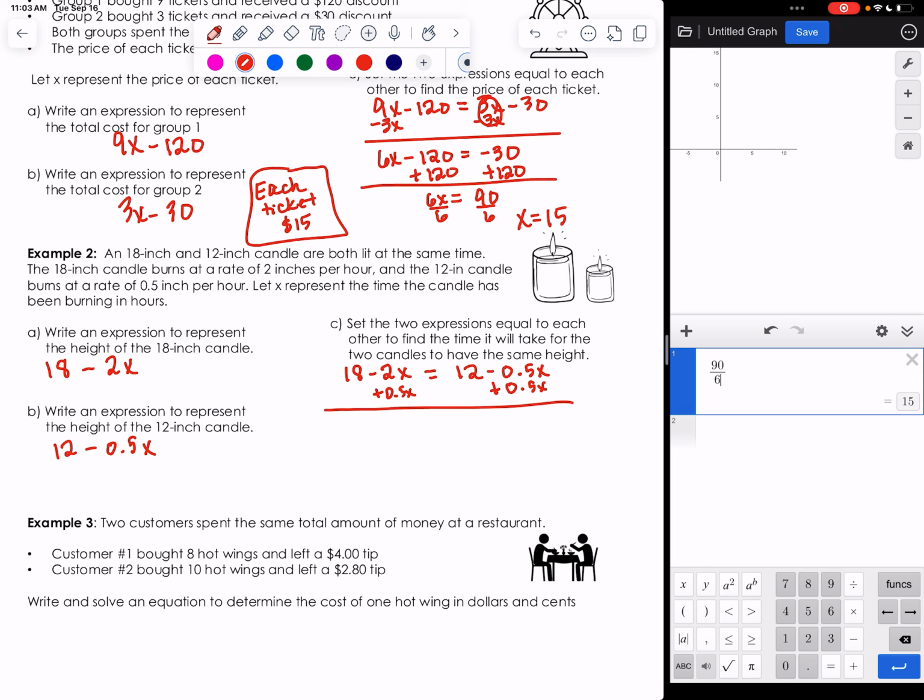So when we do that, we drop the 18. Negative 2 plus 0.5 would be negative 1.5x, and that's equal to 12 because this zeroed out.